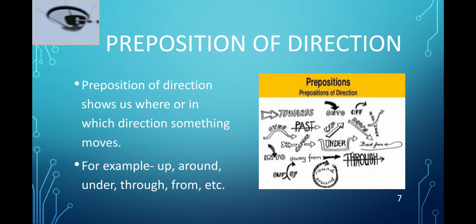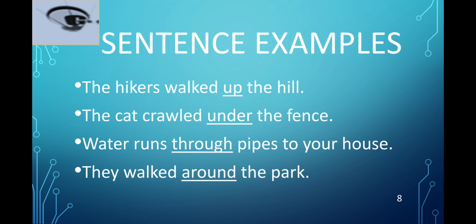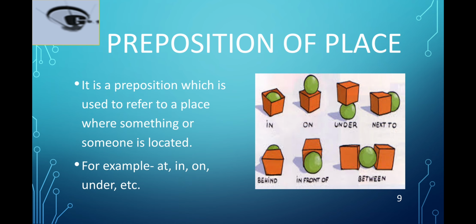Coming to preposition of direction. Preposition of direction shows us where or in which direction something moves. For example, up, around, under, through, from, etc. Some sentence examples are: the hikers walked up the hill, the cat crawled under the fence, water runs through pipes to your house, they walked around the park. So the words here which are underlined show preposition of direction.